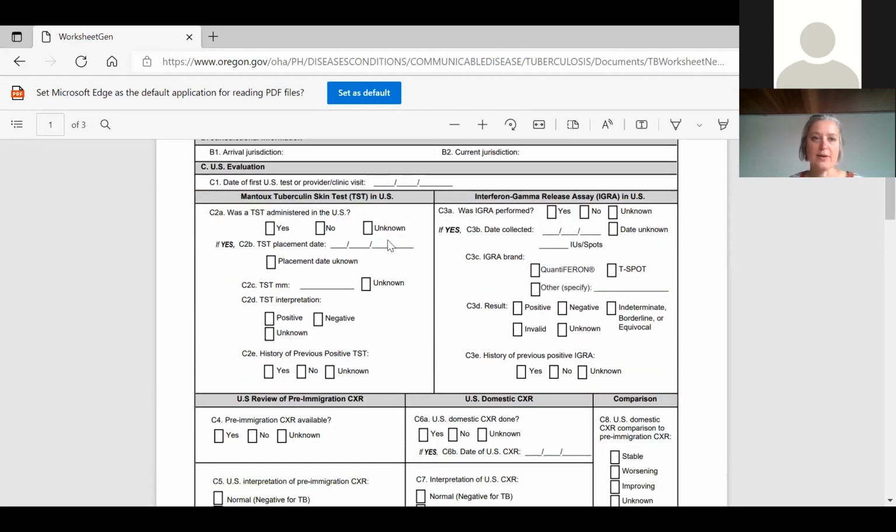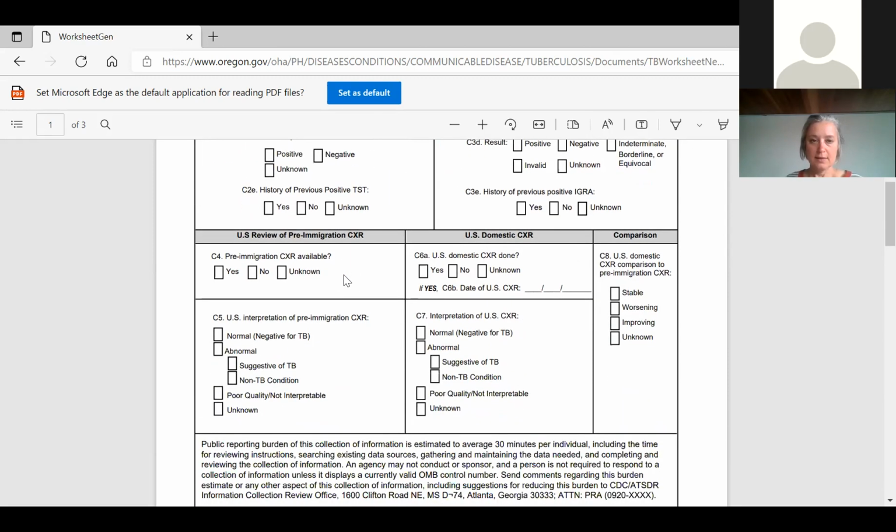And then it asks about the TST. You'll need to fill out that. It asks here about the IGRA. So in our scenario, we did perform an IGRA, so we would fill in yes here. And then we would fill in the date collected, which was 7/25/18 right here. And we would check what type, which was QuantiFERON, and then the result, which was positive. And here we would check no.